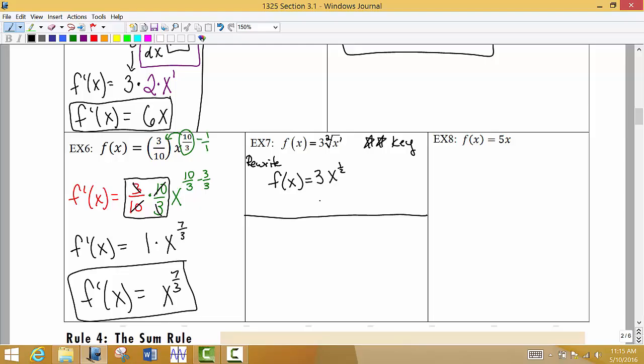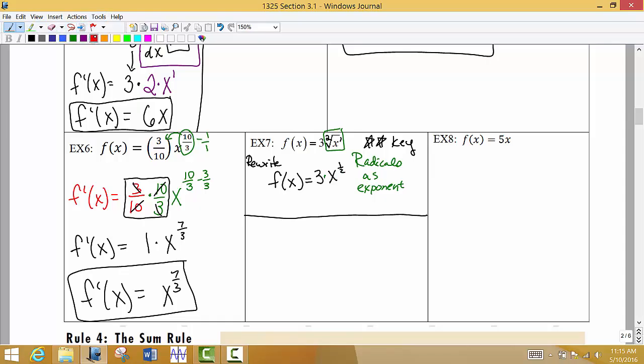So notice that I have not taken the derivative. This does not say f prime of x. This is f of x equals 3 times x to the 1/2 power. All I've done is taken the original function and rewritten it in a more meaningful way for the power rule. Anytime you have radicals, the first thing you want to do is rewrite radicals as exponents. And it's not 3 to the 1/2 power, it's just x because the square root was applying to x, not the 3.